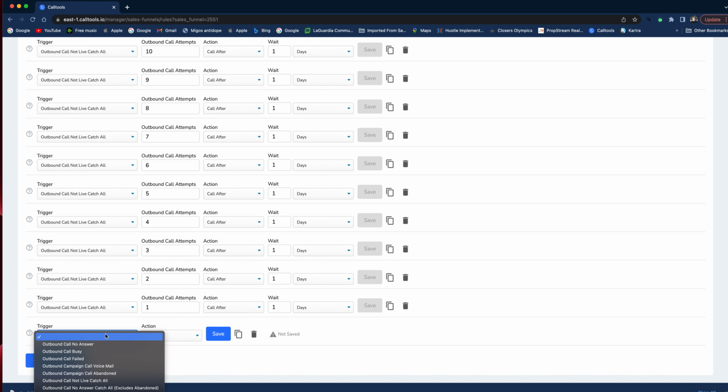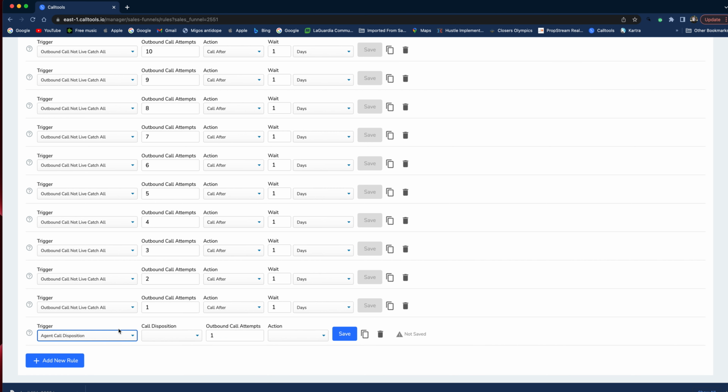Agent call dispositions. Here is where the system is going to pick up what those dispositions are for. So, call back again. You got to put call back 1, action, call after 30 minutes. Let's do 30 minutes. So what this is saying is, if we marked a seller or whoever we talk to as a callback disposition, it's going to call them after 30 minutes.